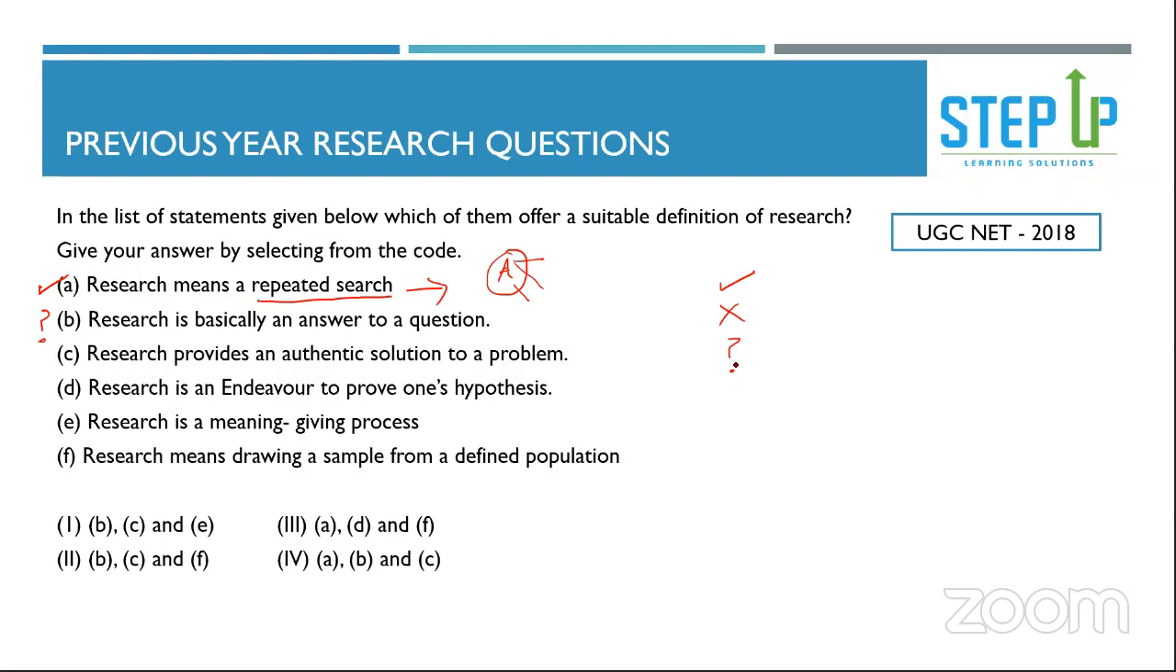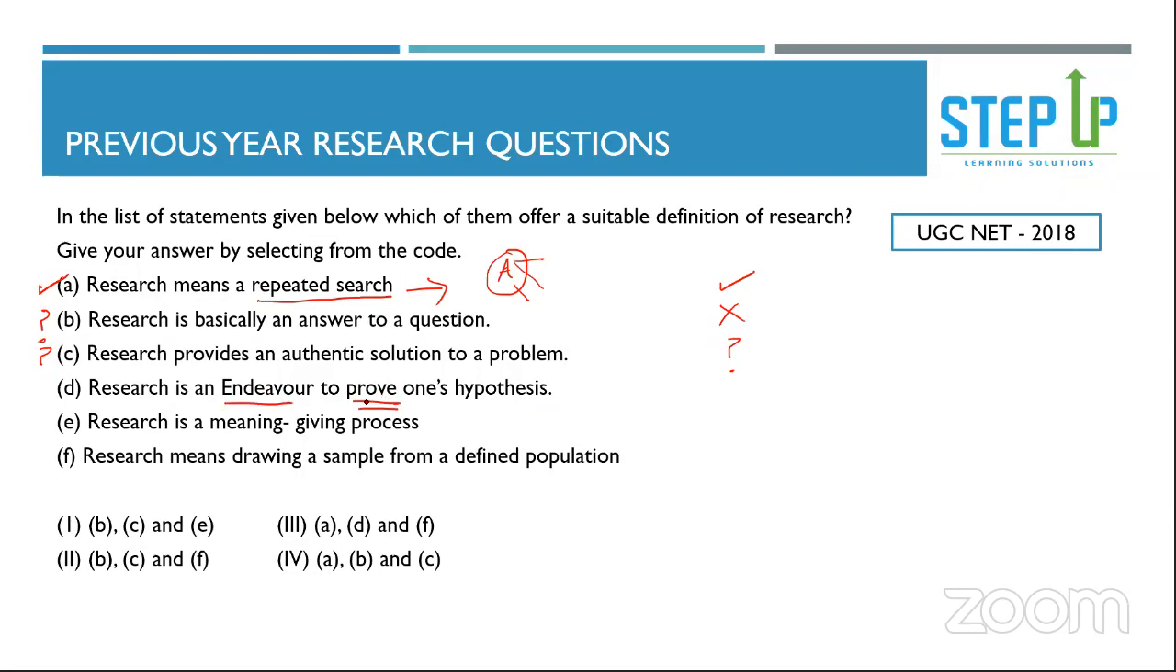But I look at the option and then choose the best answer. Okay. Research provides an authentic solution to a problem. Again, yes, sounds okay. Research is an endeavor to prove one's hypothesis, right? Endeavor to prove one's hypothesis.